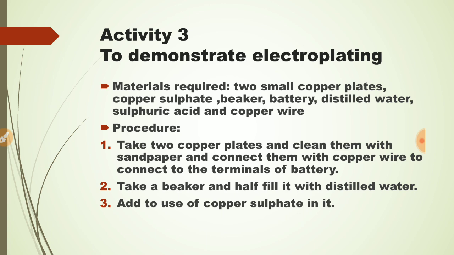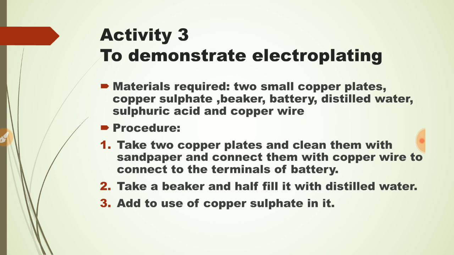Now we have to do activity 3 to demonstrate the electroplating. For this the materials required are two small copper plates, copper sulfate solution, beaker, battery, distilled water, sulfuric acid and copper wire. Now we have to do the procedure. Take two copper plates and clean them with sandpaper and connect them with copper wire to the terminals of the battery.